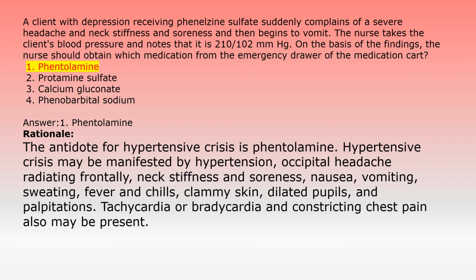Answer 1. Phentolamine. Rationale: the antidote for hypertensive crisis is phentolamine. Hypertensive crisis may be manifested by hypertension, occipital headache radiating frontally, neck stiffness and soreness, nausea, vomiting, sweating, fever and chills, clammy skin, dilated pupils, and palpitations. Tachycardia or bradycardia and constricting chest pain also may be present.